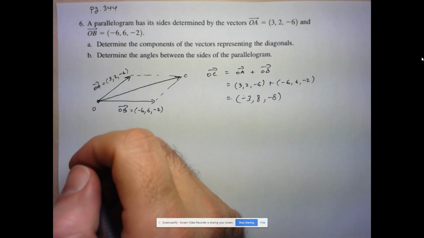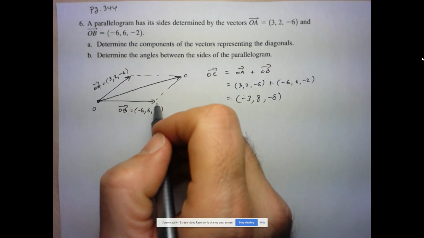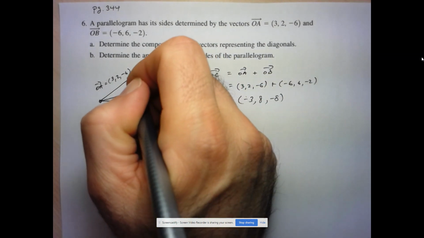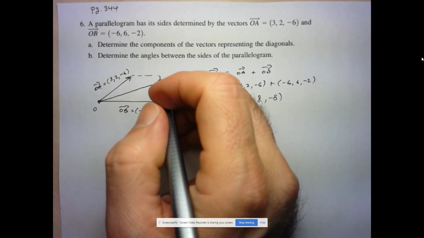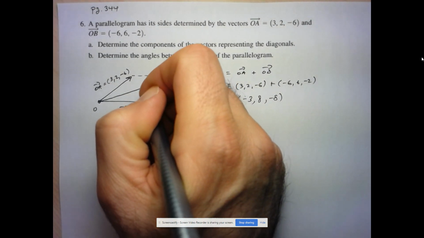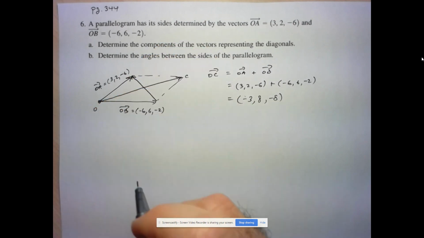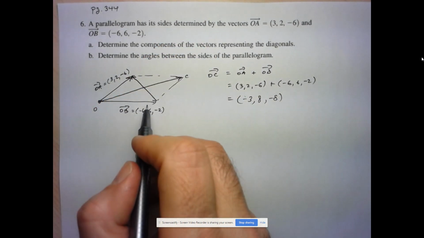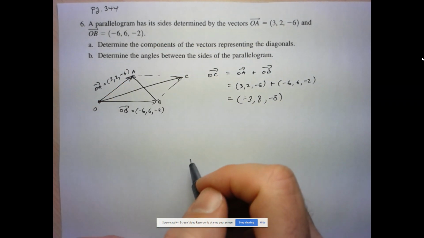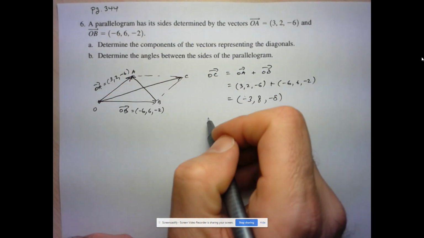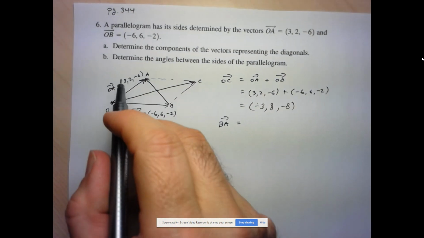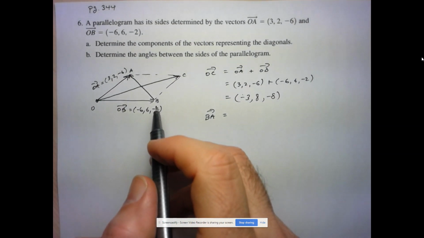So let's go on to the other diagonal, which is this one here. And I could draw this in two ways. I can draw it in this direction or the other direction, and that'll give me two different vectors. They don't specify which one, so I'll just choose to draw it here. Okay. Now, since this was OB, this is the point B, and this is the point A. So for the other diagonal, I'll take the vector BA. Of course, I could have also taken the vector AB, and that would have just been the opposite vector.